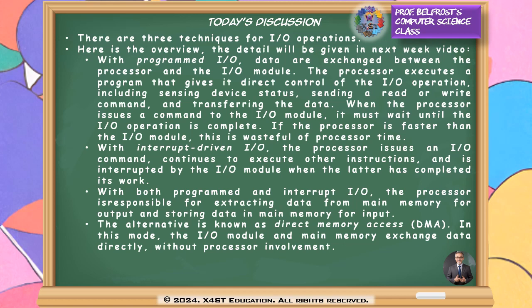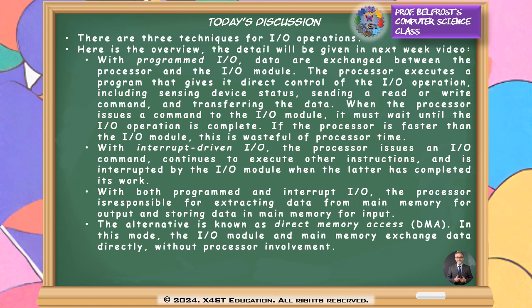Now we enter the discussion about three techniques generally used in I/O operations. Here is the overview; the detailed explanation will be in the next lesson. There are three: programmed I/O, interrupt-driven I/O, and DMA. The first one is programmed I/O. With programmed I/O, data are exchanged between the processor and the I/O module. The processor executes a program that gives it direct control of the I/O operation, including sensing device status, sending a read or write command, and transferring the data.